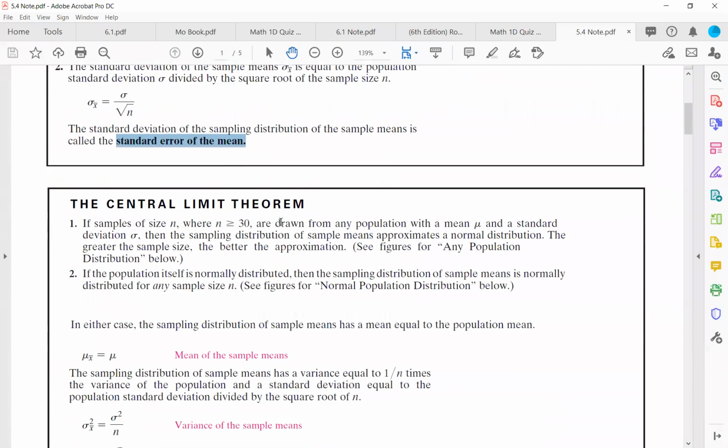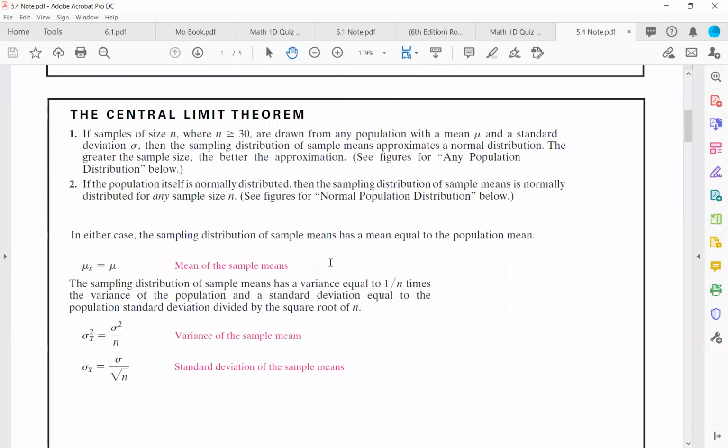Well, central limit theorem, what does it tell us? One, if samples of size n, where n must be greater than or equal to 30, are taken from any population with a mean mu and a standard deviation sigma, then the sampling distribution of sample means approximates a normal distribution. The greater the sample size, the better the approximation. Two, if the population itself is normally distributed, then the sampling distribution of sample means is normally distributed for any sample size n. So we're not worried about the sample size.